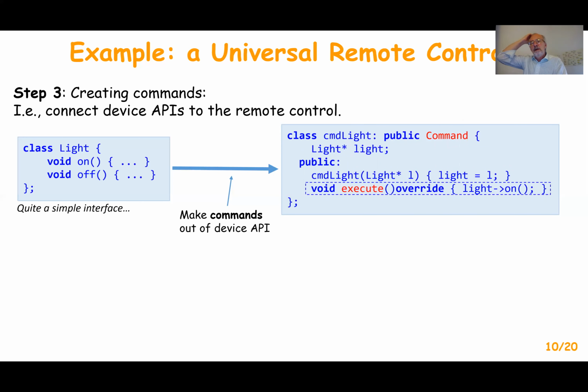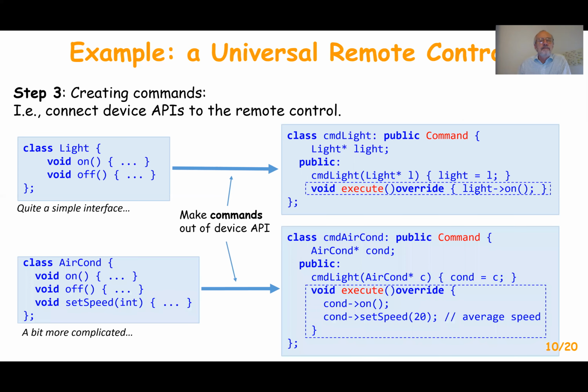So here we have represented the functionality of the light device using the rules that were specified by the command abstract class. So what did I do? Actually, I've made a command out of a device API. Okay, this was the light device in quotes.